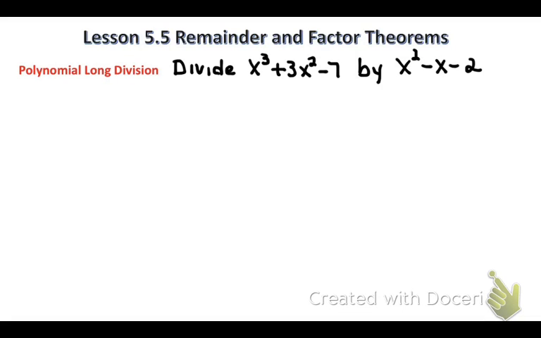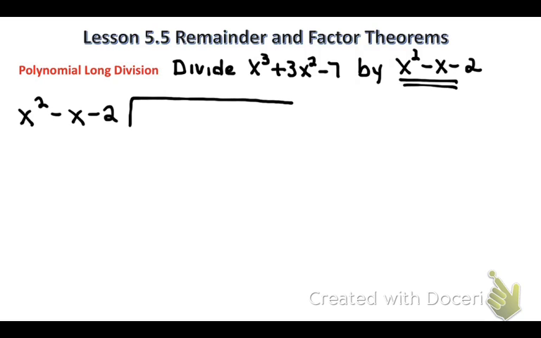In lesson 5.5, we're going to apply the remainder and factor theorems, but first we'll review long division. I'm going to take my divisor, put that over to the left, x squared minus x minus 2. Here's my division bar. The dividend is going to go beneath that, so that will be x cubed plus 3x squared. We do not have an x value, so we need a placeholder of 0x minus 7.